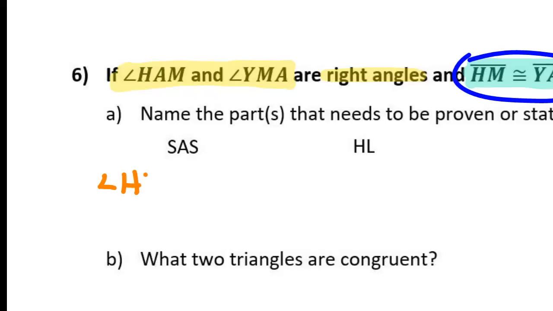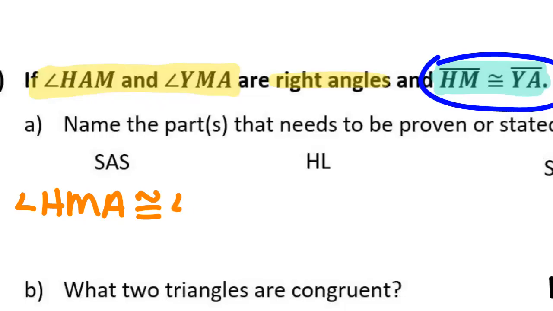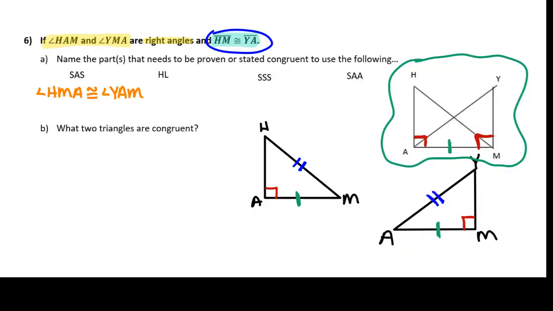Angle HMA is congruent to, down here on this triangle to do side, angle, side, here's side, angle, side. Can I call that angle A? No. So what three-letter name could I give this? YAM. We could say angle YAM. All right, so that's if we're going to do side, angle, side.